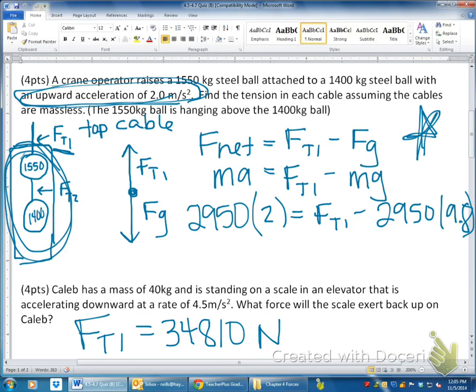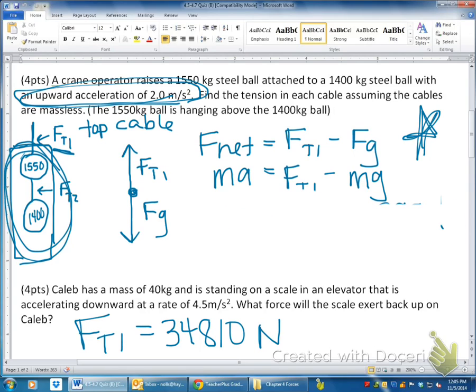Okay, how do you feel about that? Better? Okay. Alright, so we have the tension in our top cable. Now we need to solve for the tension in the bottom cable. So I'm going to erase this work. What is different about the top cable and the bottom cable? Yeah, just the mass.